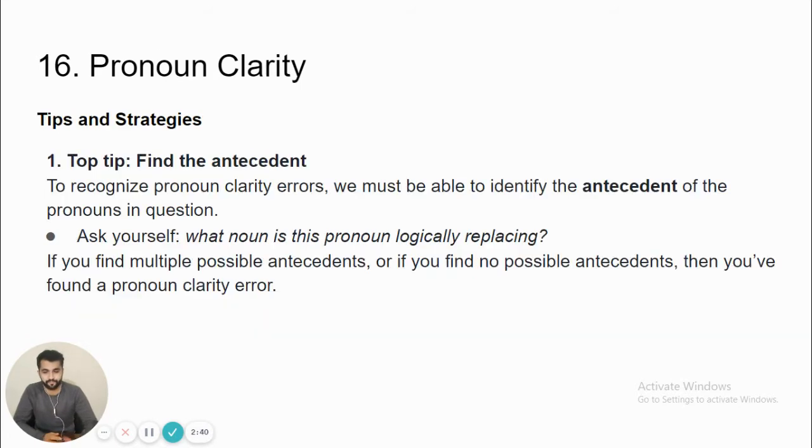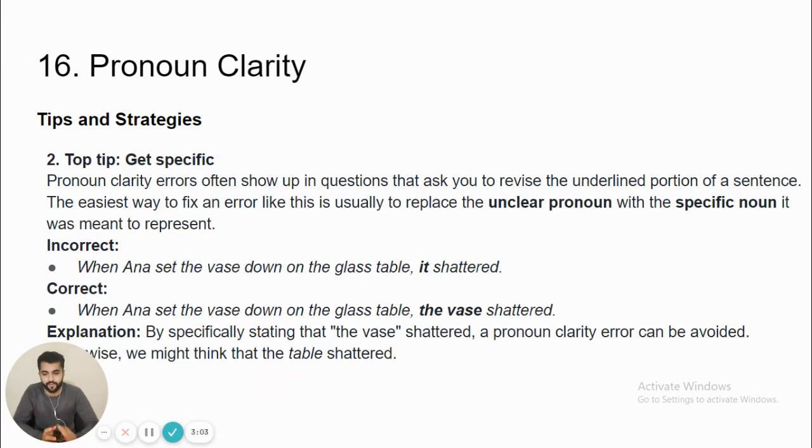Tips and strategies. Number one, find the antecedent. To recognize pronoun clarity errors, we must be able to identify the antecedent of the pronouns in question. Ask yourself, what noun is the pronoun logically replacing? If you find multiple possible antecedents or if you find no possible antecedents, then you have found a pronoun clarity error.